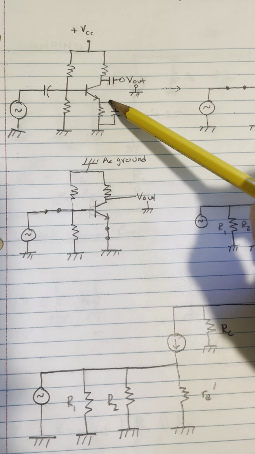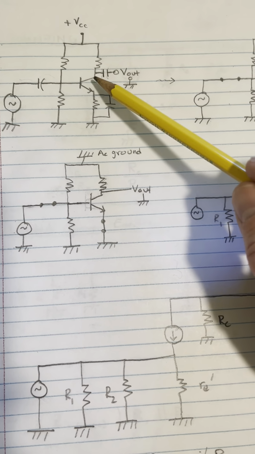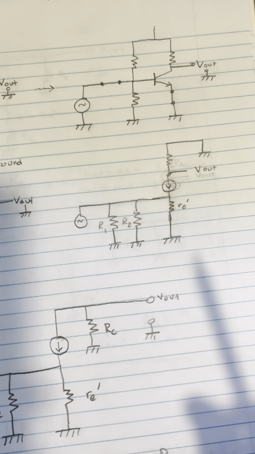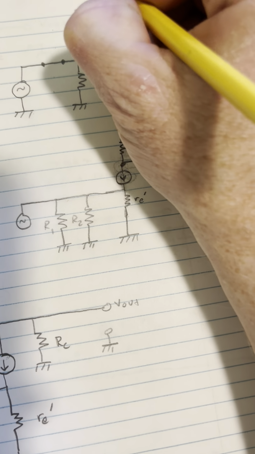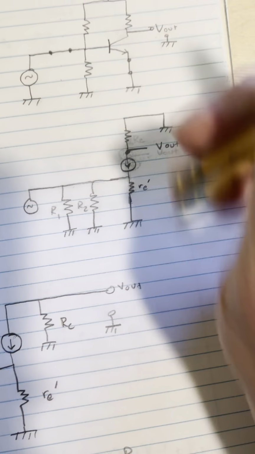But from an AC standpoint, all of these capacitors, this one, this bypass capacitor, and the output capacitor, are basically shorts. So from an AC standpoint, the first thing we can do is short out everything that has a capacitor in it. Oh, and this is VCC plus. Oh, no, it's not VCC plus anymore. I purposefully left that out.